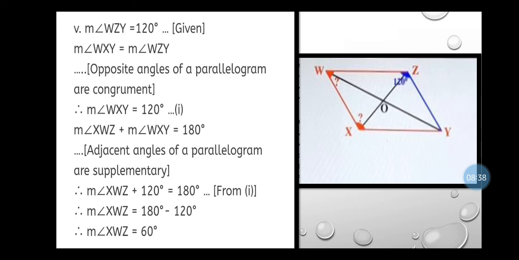If the question is further extended and you need to find the value of angle XYZ, it will also be 60 degrees, because opposite angles of a parallelogram are congruent. That is, angle W is equal to 60 degrees, so ultimately angle Y will also be 60 degrees. It is not asked, but I am just giving you the information.